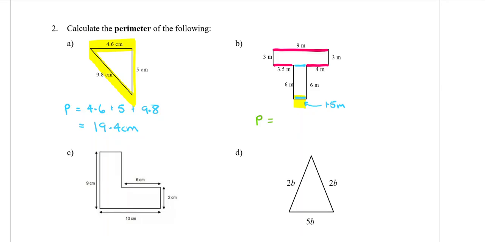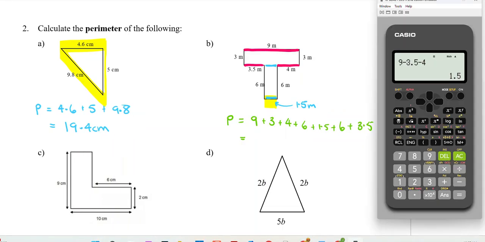So P for perimeter equals, I'm going to start with 9 and go clockwise. 9 plus 3 plus 4 plus 6 plus 1.5 plus another 6 plus 3.5 plus 3. Okay, carefully type that in.